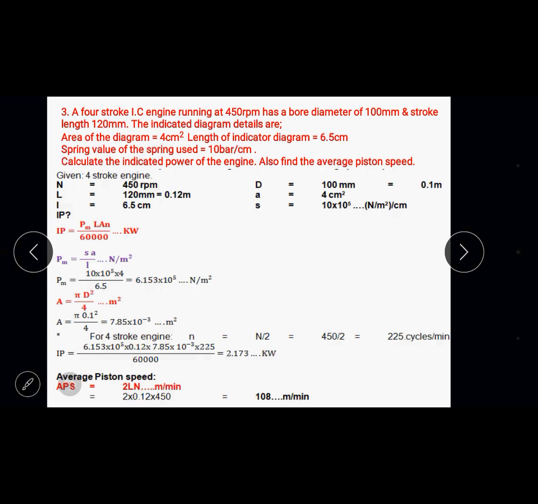Some of you have activated your audio. Please deactivate your audio. Please mute your audio. Your background noise is visible, so please deactivate your audio.